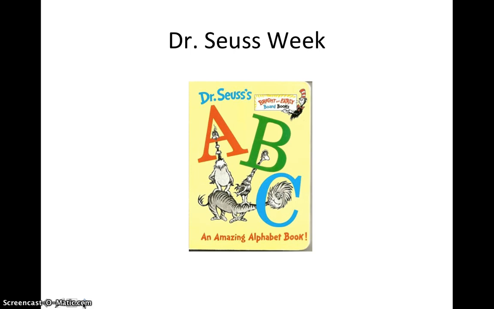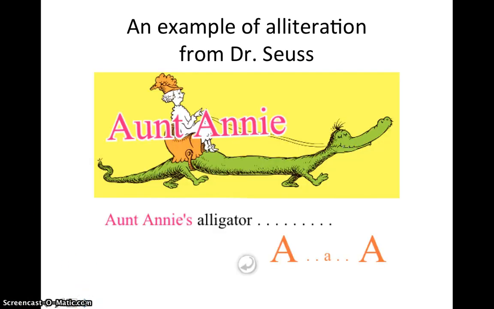One of the best examples of alliteration that Dr. Seuss wrote was his ABC book. We're going to look at a couple pages of this book. An example from it you can find on one of the very first pages. Aunt Annie's alligator. So this is alliteration where you see an A on aunt, an A for Annie, an A for alligator.